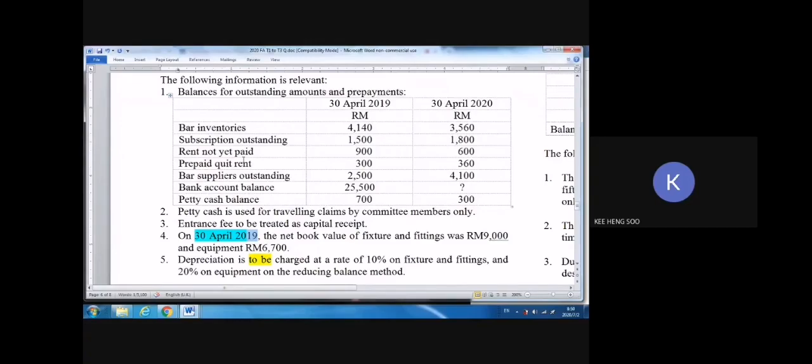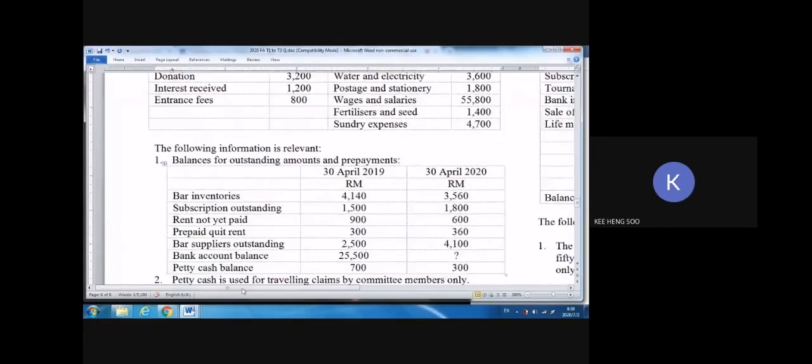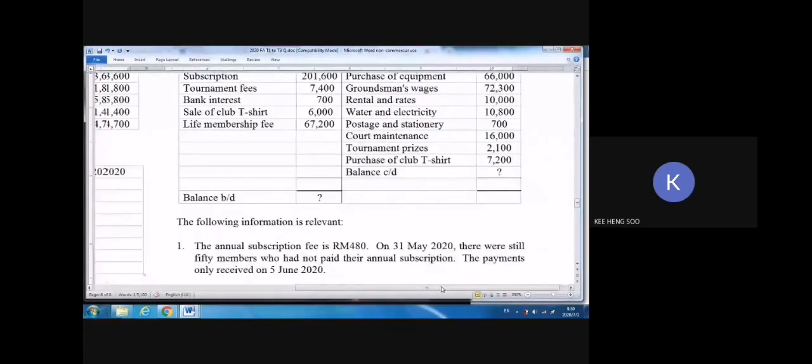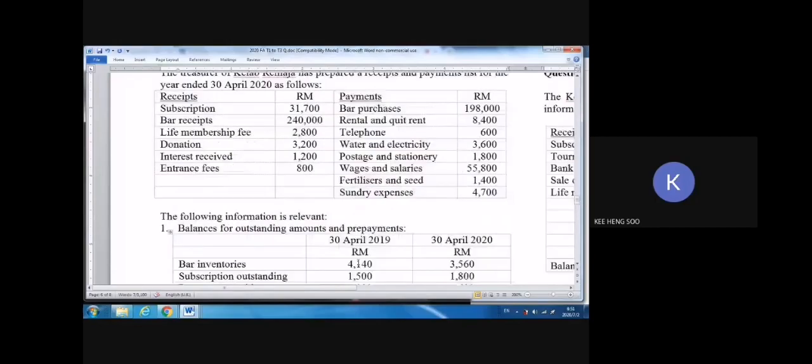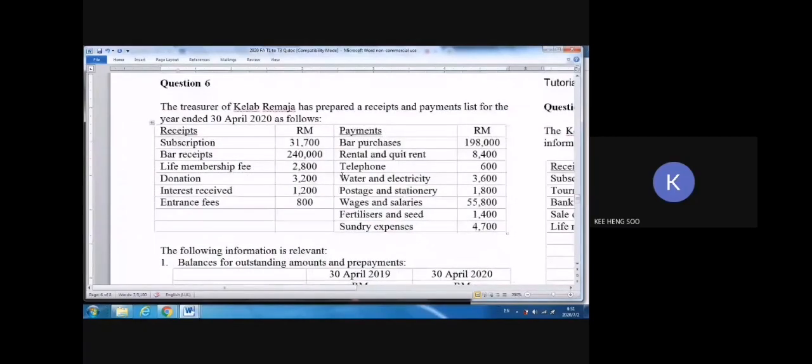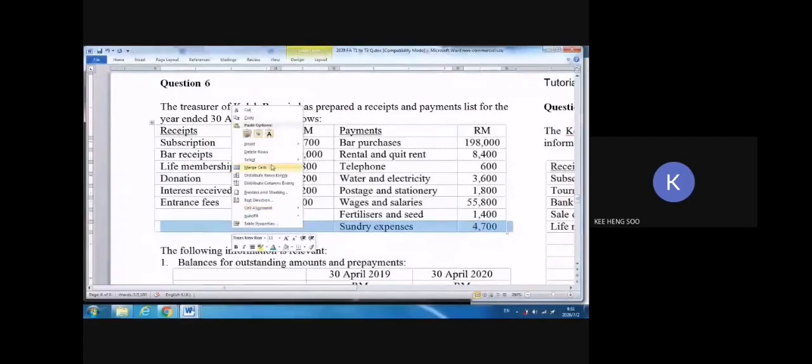And there's another question. Petty cash for trading as trading claims only. You see 700 and 300, very easily you know that 400 is a trading claim. But if you see here another new item, say for example, I have a petty cash here.